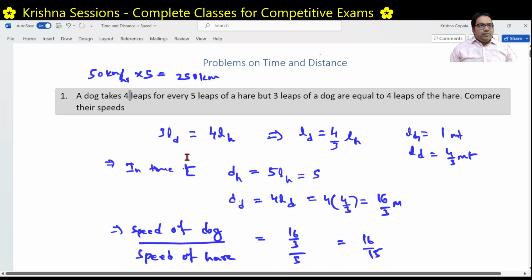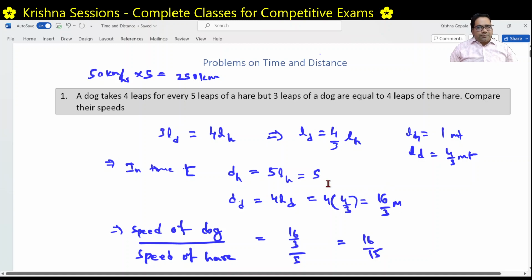Then the distance covered by the dog in that same time is 4 times the leap of the dog. A dog will take 4 leaps for every 5 leaps of the hare, in the same time period. The hare is doing 5 leaps, and the dog is doing 4 leaps. 4 leaps of the dog is equal to 4 into 4 by 3 of the leap of the hare. If the leap of the hare is 1 meter, the leap of the dog will be 4 by 3 meters. Then the dog will cover 16 by 3 meters. In a given time, if the hare is covering 5 meters, the dog is covering 16 by 3 meters.